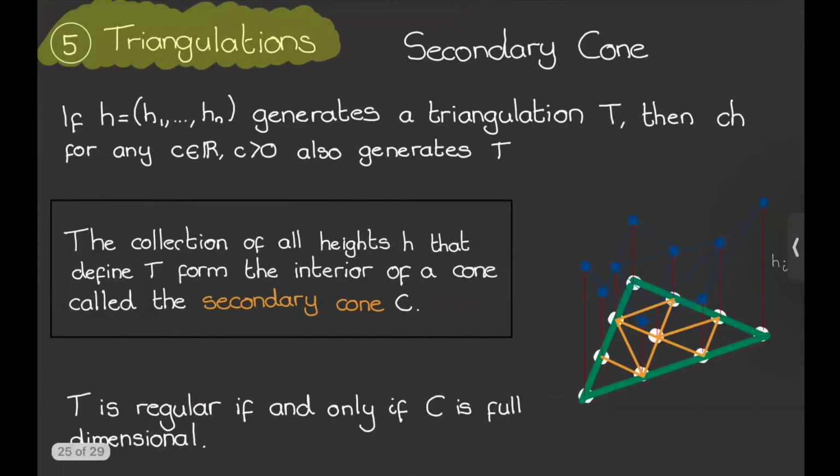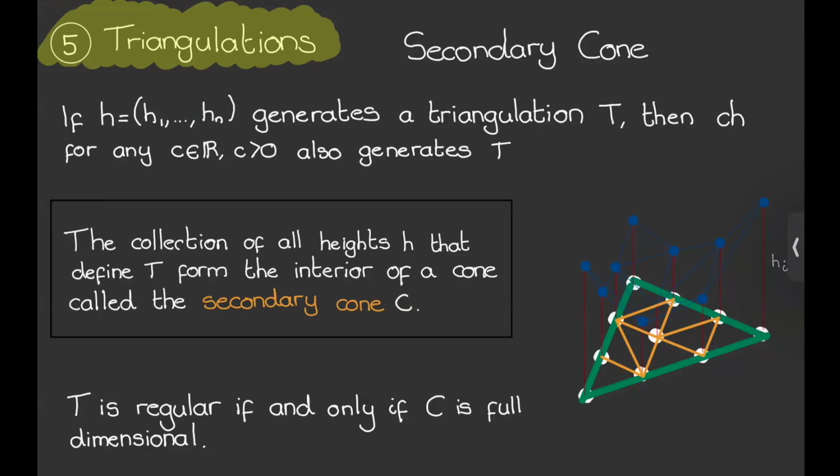So to do that, I want to just introduce something called the secondary cone. As I said earlier, a regular triangulation is one where you can assign a height to every point in the polytope, you raise it up, take the convex hull, and then you project it down. You can have two different height vectors which give you the same triangulation. For example, you can imagine just taking your height vector and multiplying it by some positive scalar, and then the triangulation you get is still going to be the same.